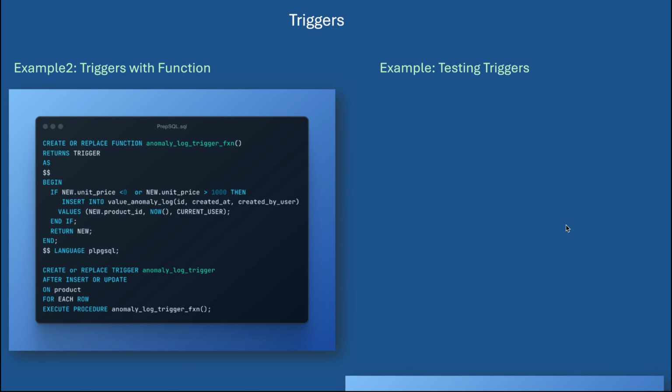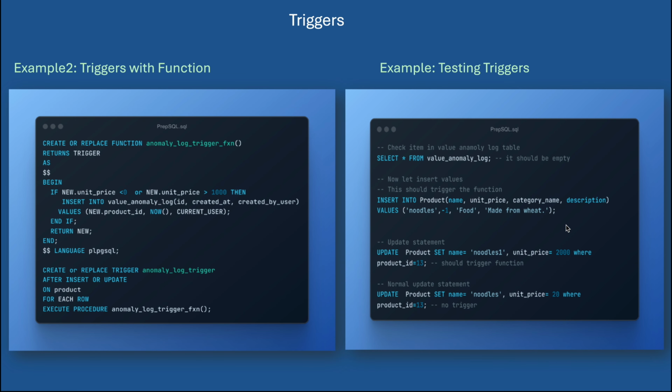In terms of testing, we can go ahead and check the values in the value anomaly log table, and then try to insert a product with a unit price of -1 into the product table to test the insert operation, to see whether it is being triggered by the trigger. And then we also check the update operation by giving a unit price which is higher than 1000, in this case 2000. And then we'll also give it a normal statement which perfectly satisfies the boundary, so the trigger will not occur.